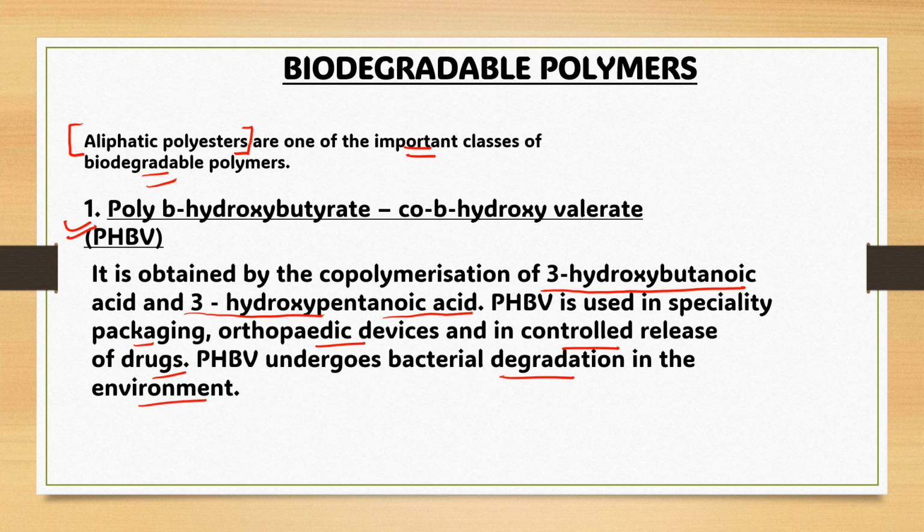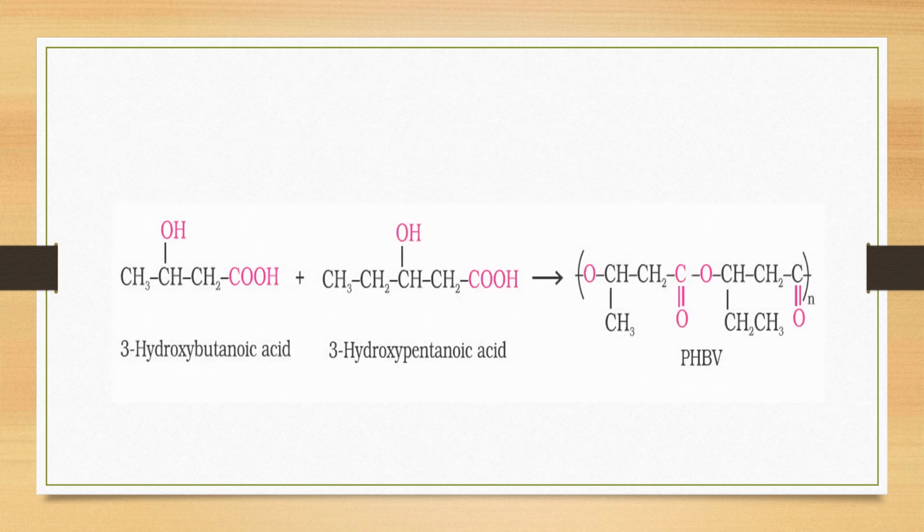Now, we can refer to its reaction. We have to remember two important monomers of this reaction. First is 3-hydroxybutanoic acid. Butanoic acid has carbons 1, 2, 3, and 4, and this is a 3-hydroxy. And this is 3-hydroxypentanoic acid, so we count from here 1, 2, 3, 4, 5. Both are 3-hydroxy. When these react with each other, it leads to the formation of PHBV.